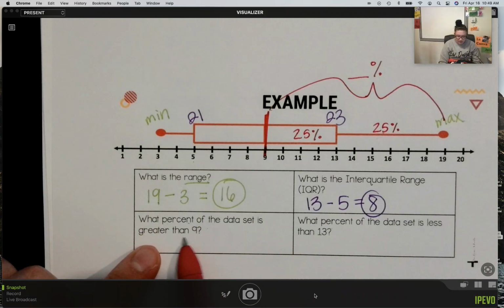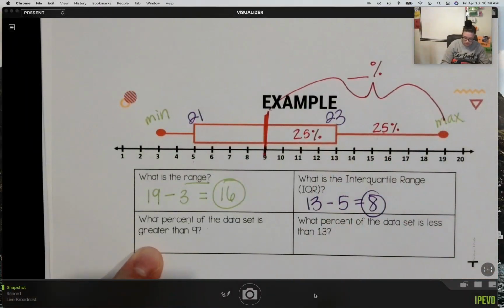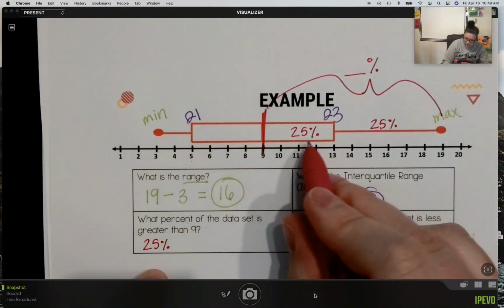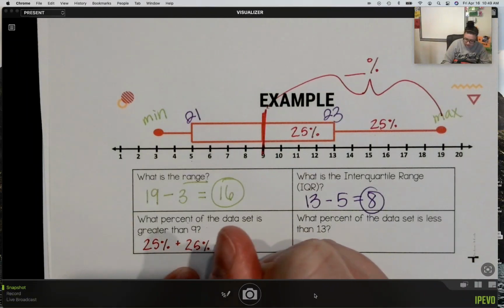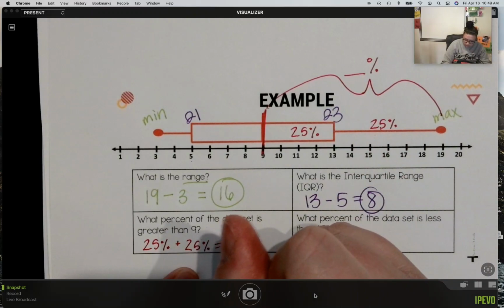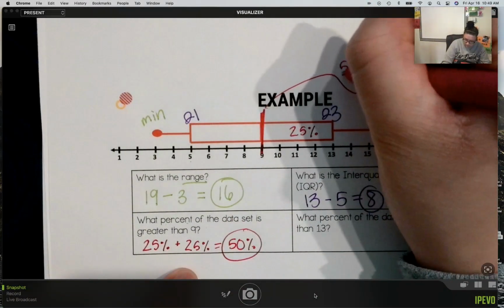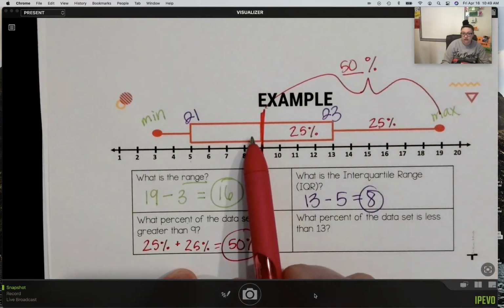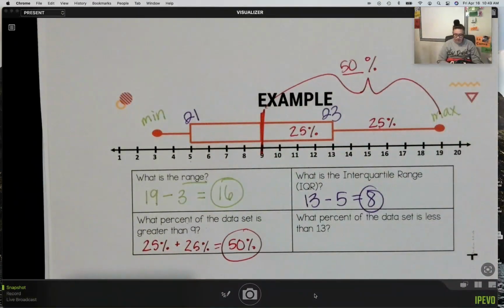So what percent of my data is greater than 9? Well, I need to add 25% plus another 25%. And what's that going to give me? 50%. Half of my data is bigger than my median, and the other half of my data is smaller than my median.